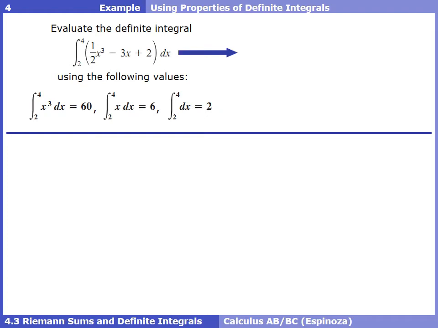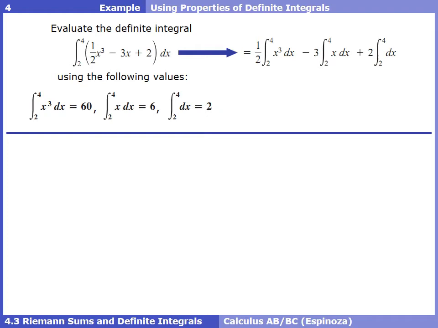So the first thing we can do is, since we have three different functions being added or subtracted, we can split this into three separate integrals: 1/2 x cubed, 3x, and 2. So how are we going to determine each of these three different integrals?